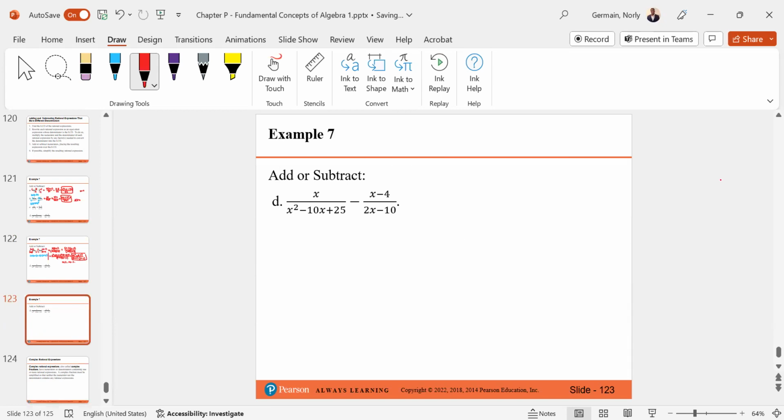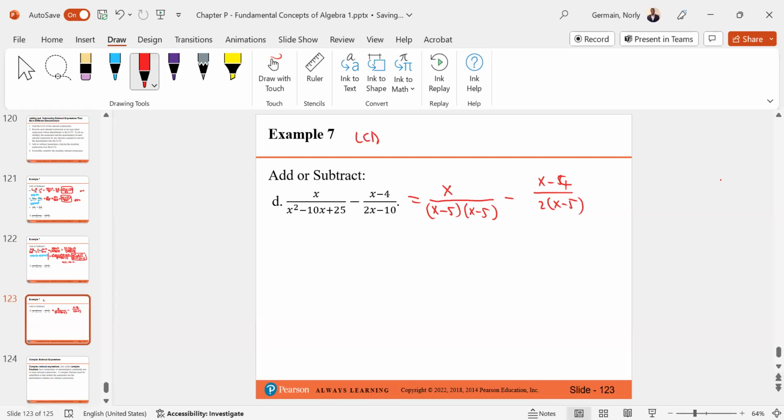First of all, remember, if you don't have a simplified form in the denominator, we must factor out the denominator completely. So we know this denominator, two numbers that when you multiply give you positive 25 and when you add give you negative 10, is negative 5 times negative 5. You must factor. And we have x minus 4 over 2 times x minus 5. Okay, that's the first thing I do.